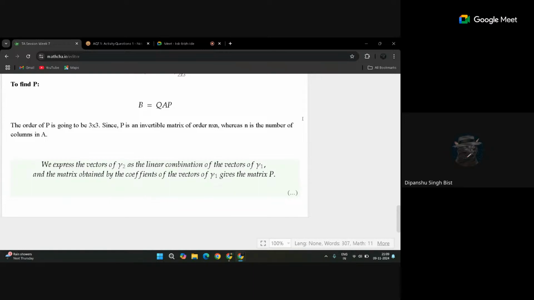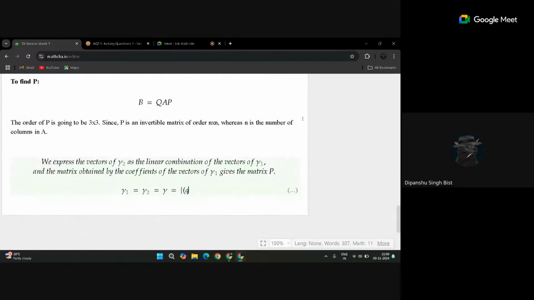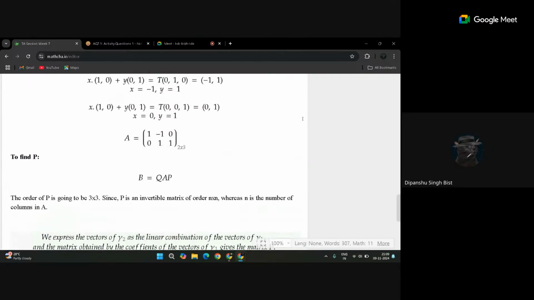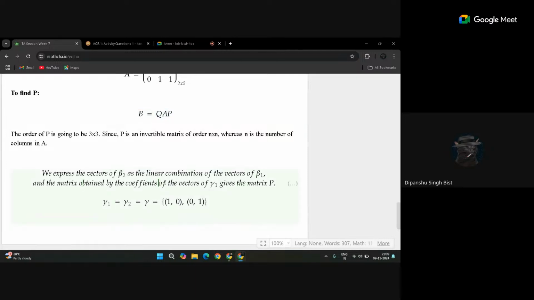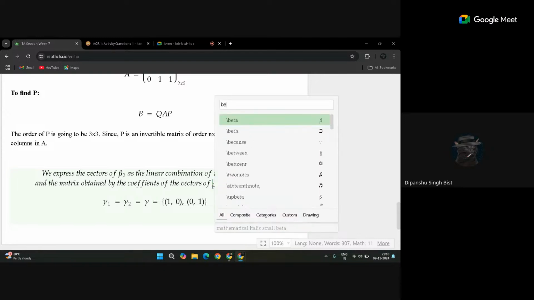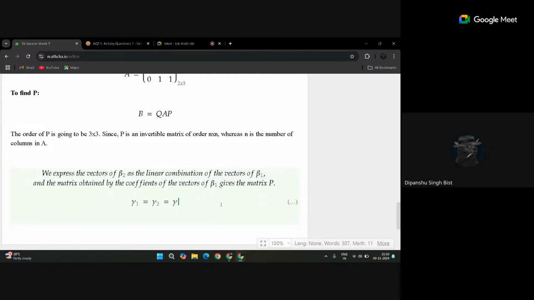Because gamma 1 and gamma 2 are equal, both are gamma, which is equal to (1, 0) and (0, 1). Oh sorry, my bad. Yes, sir. Again, sir, isn't it beta 2 in terms of beta 1? Yeah, it's going to be beta 2. The confusion is happening because we are writing it in the form of QAP, because I usually prefer writing in the form of PAQ. That's why the confusion is there. Now it's fine.